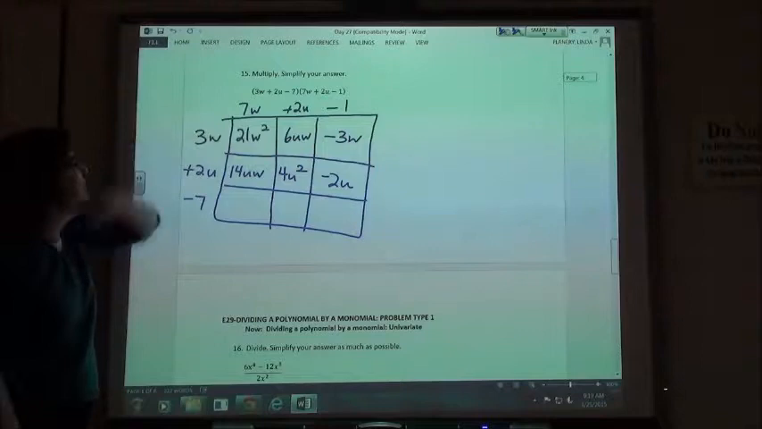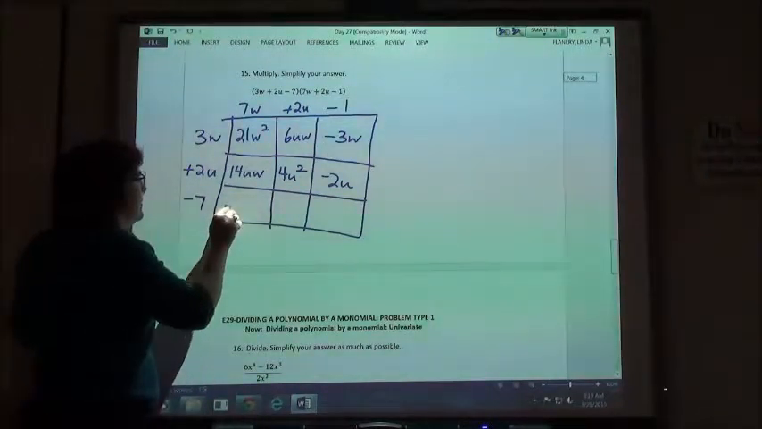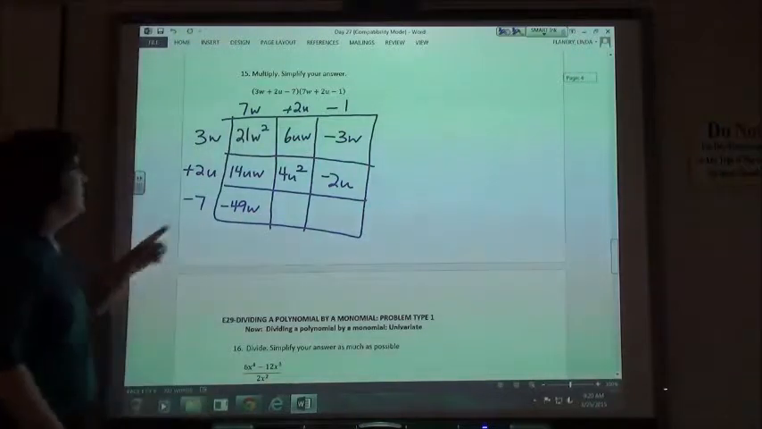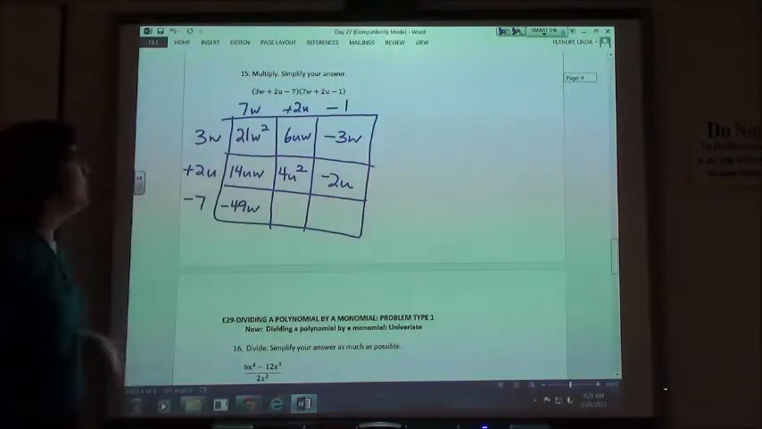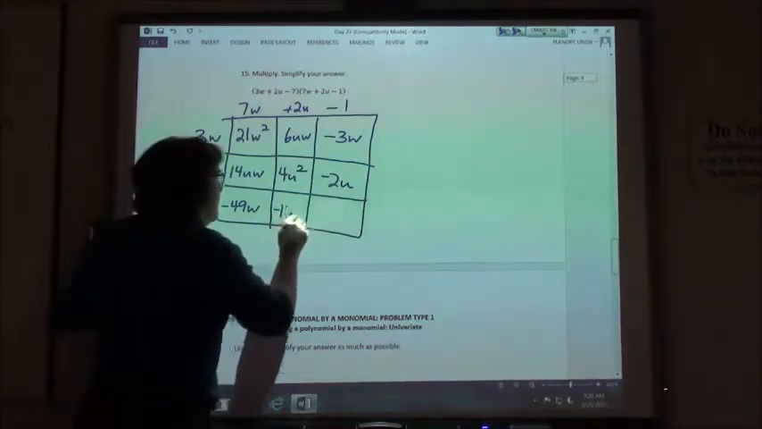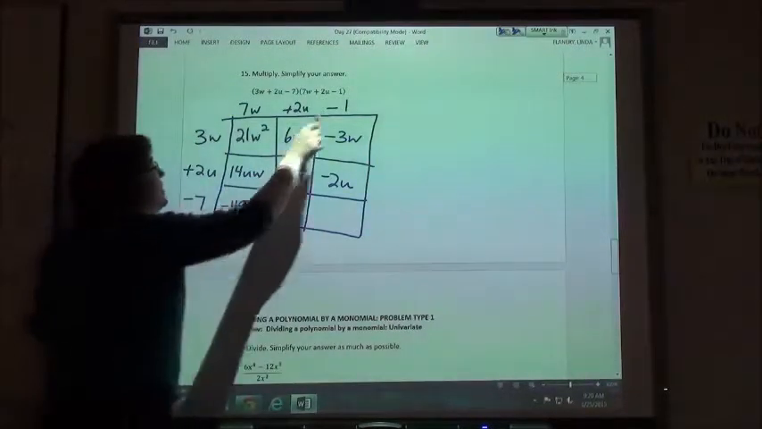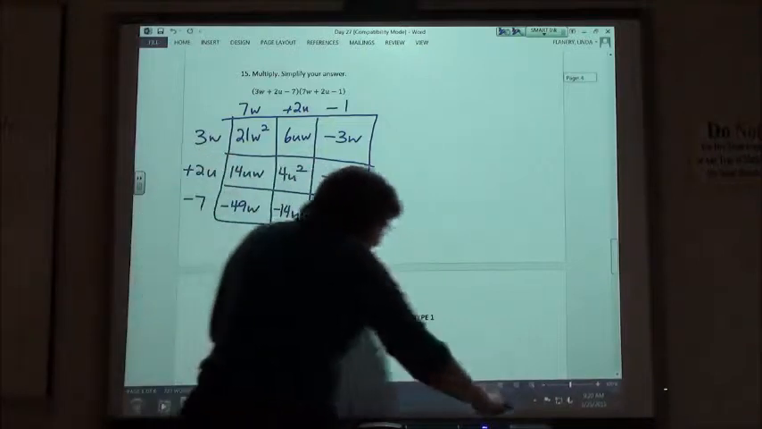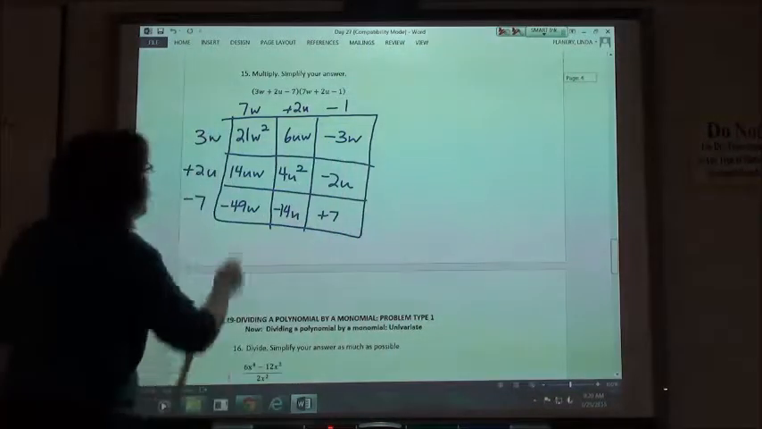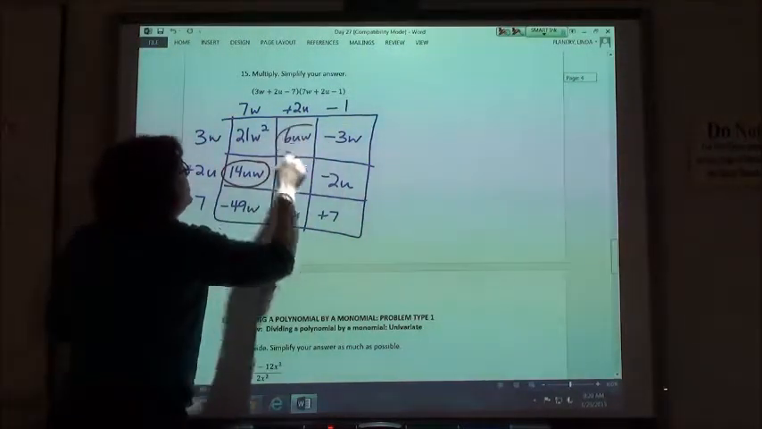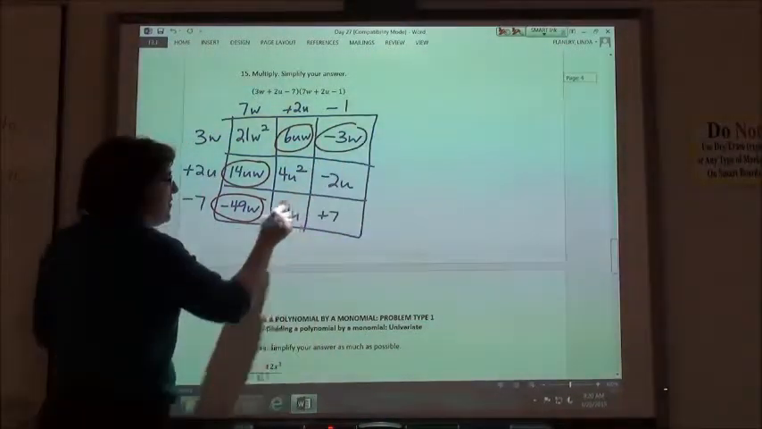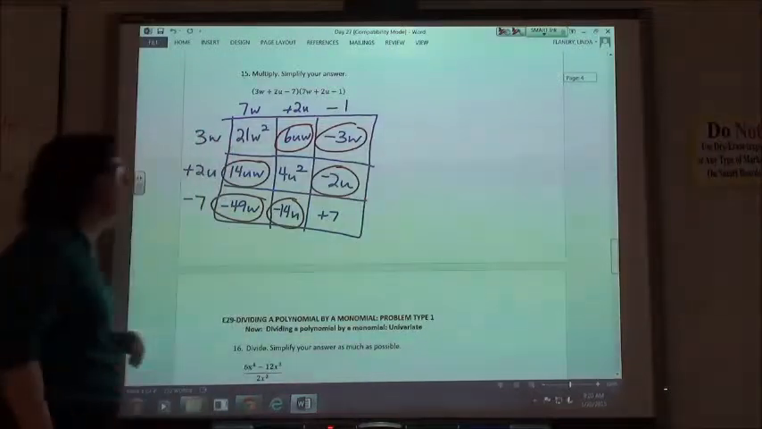So negative 7 times 7w is negative 49w. Negative 7 times 2u is negative 14u. And then negative 7 times negative 1 is positive 7. And so looking for my like terms there, I've got uw's that can go together, I've got plain w's that go together, and I've got u's that go together.